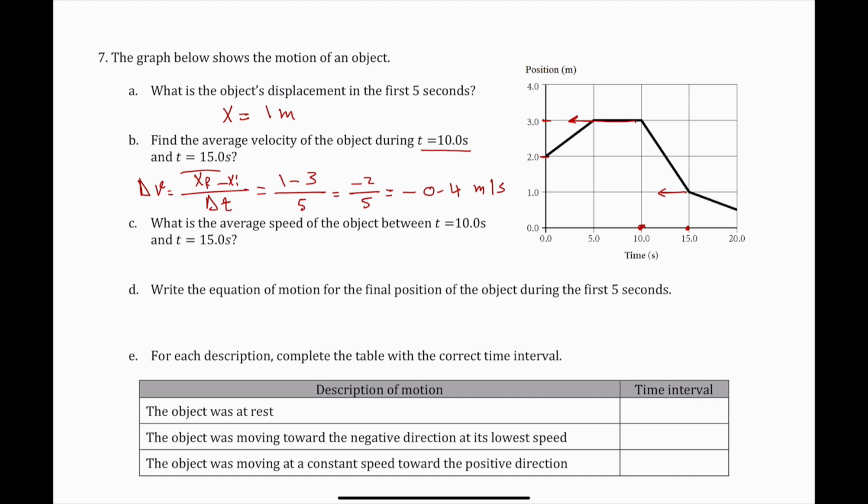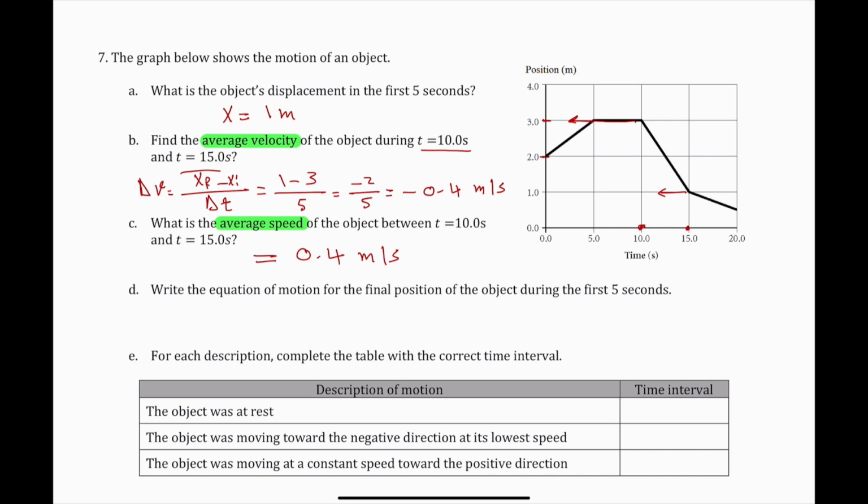C. What is the average speed of the object between t equals 10 and t equals 15? Is it the same question as the previous question? No. The previous question was asking about the velocity, the average velocity. This one is asking about the average speed. So we just take the absolute value of the average velocity. So the answer will be 0.4 meters per second.